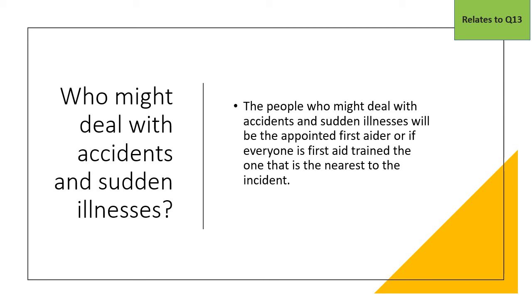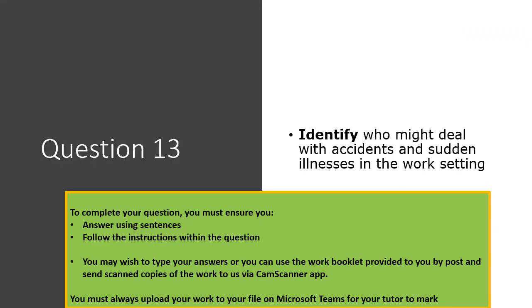It could be, if it was a serious accident and somebody was unconscious, an ambulance might need to be called. So again, you need to know what that procedure is so that you can deal with it. And that brings us to question number 13, to identify who might deal with accidents and sudden illnesses in the work setting.